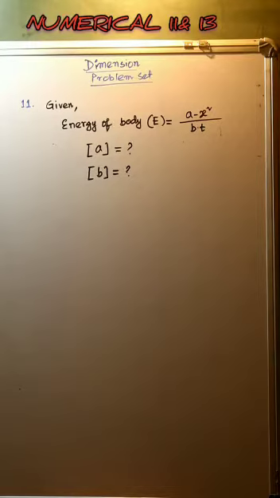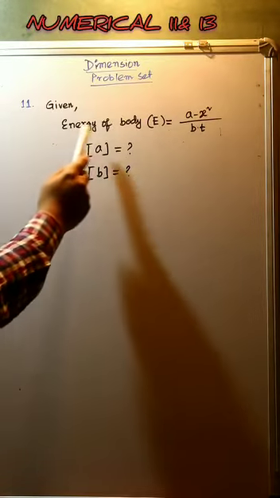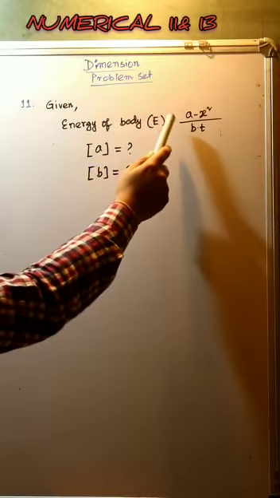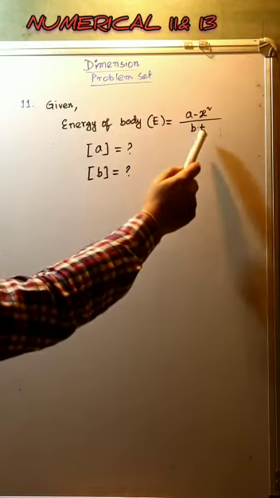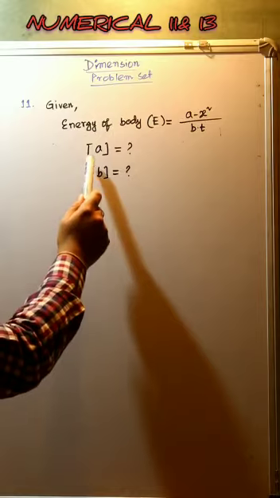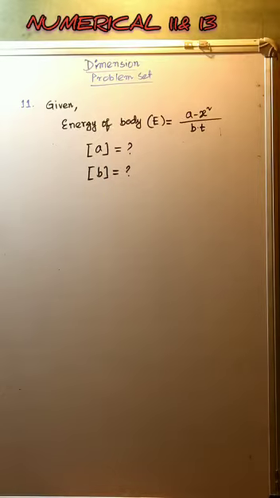Numerical number 11 of the problem set in connection with the chapter dimensional analysis. Given energy of a body, E equal to (A minus x squared) divided by Bt, and we have to find the dimension of A and dimension of B.